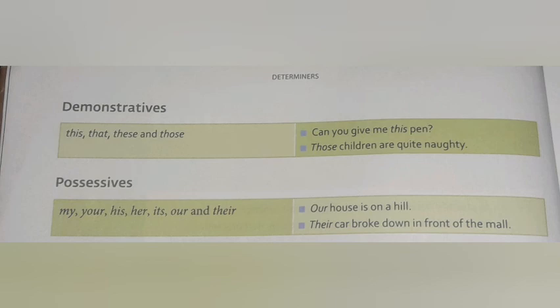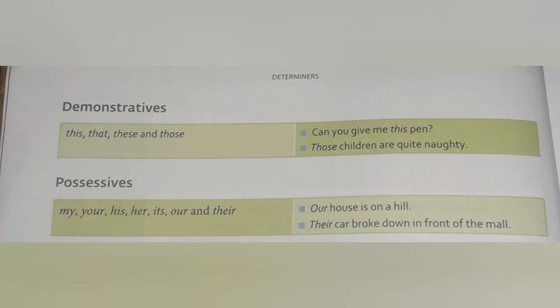Next are possessive determiners: my, our, his, her, its, your, their. Look at examples. Our house is on a hill. In this example, our is a possessive determiner. Look at the second example: their car broke down in front of the mall. Look at the first word, their. Their is a possessive determiner.